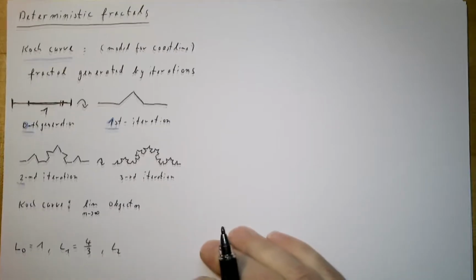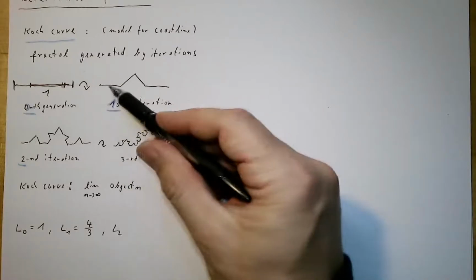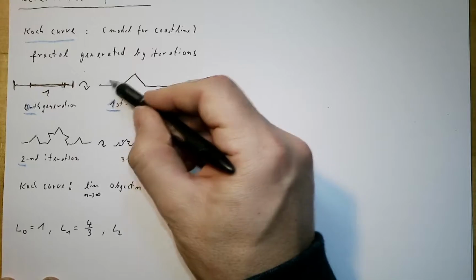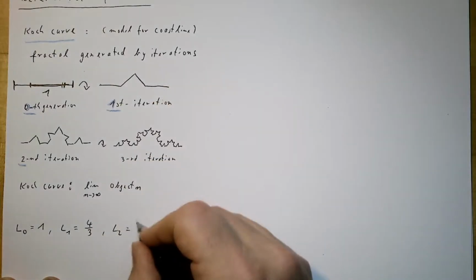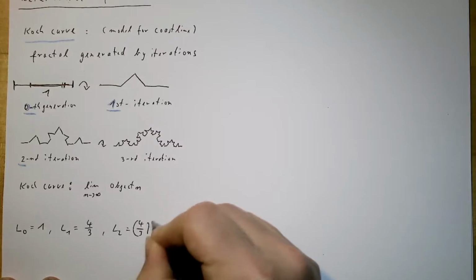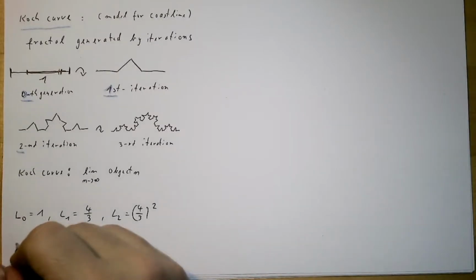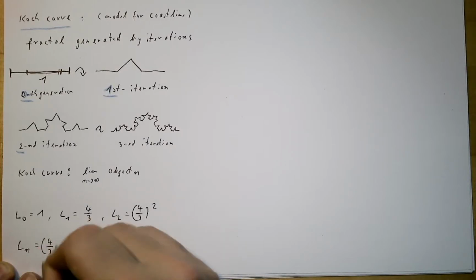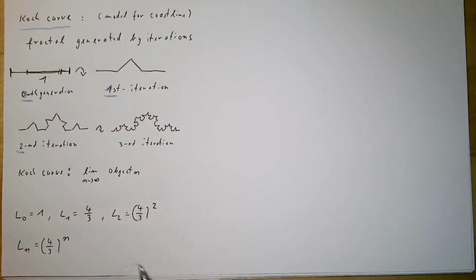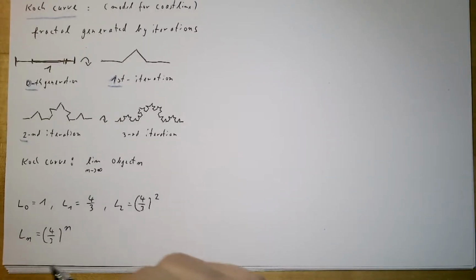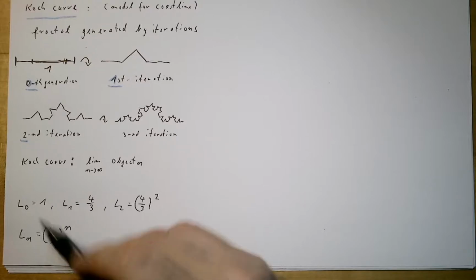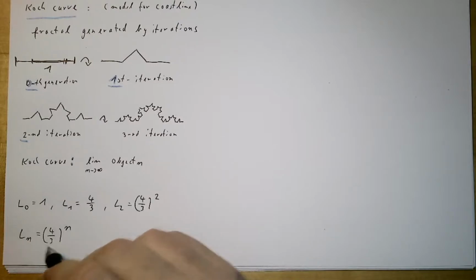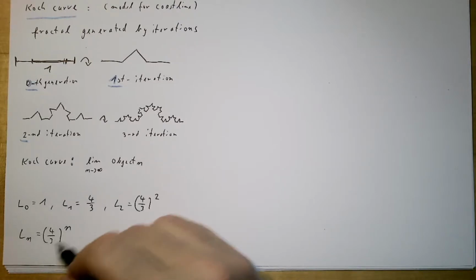And then what's the length in the second iteration? Now we take every straight line here, again divided by 3, and then we make 4 copies. So then we have (4/3)^2. And then we see the length of the nth iteration is (4/3)^n. And then you see we have exactly the same behavior as in the coastline of England. If we reduce the scale, so look at it with smaller scale, higher resolution, the length is increasing.